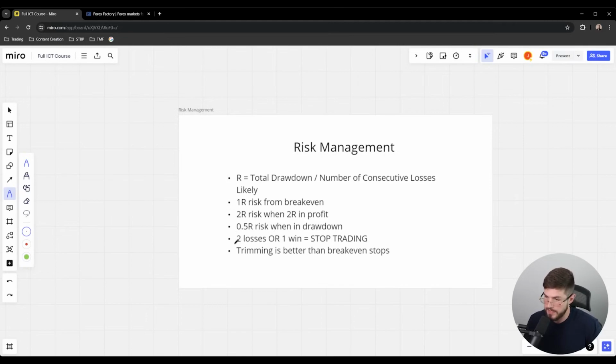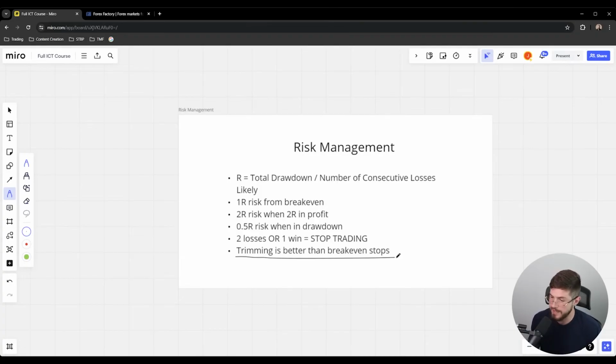Now, on the day, and this is part of risk management that a lot of people ignore, you need to stop if you get 2 losses or 1 win on the day. And as long as you have a 2R or better risk to reward, then your losing days can never outweigh your winning days. Another note to have is that trimming is better than break-even stops.